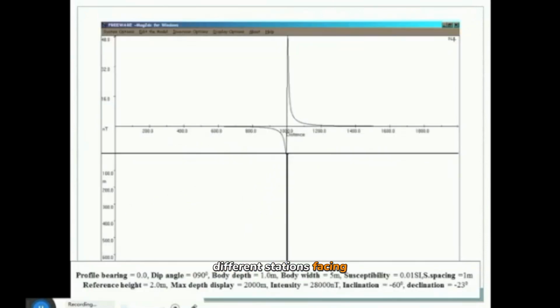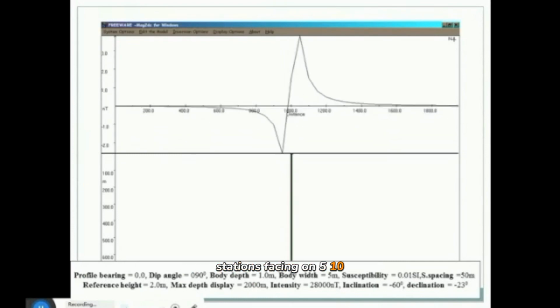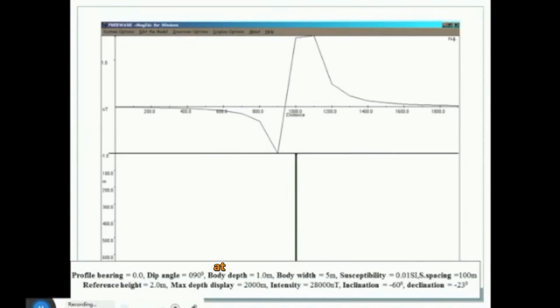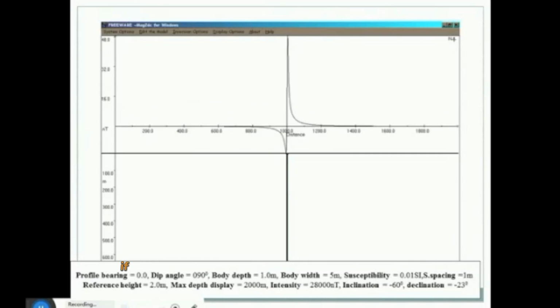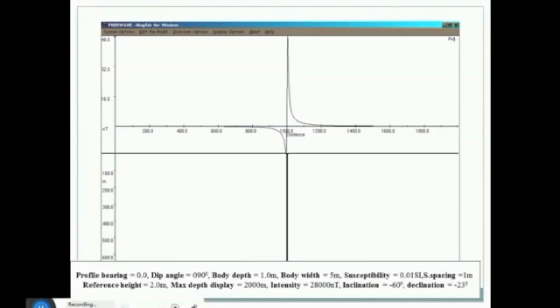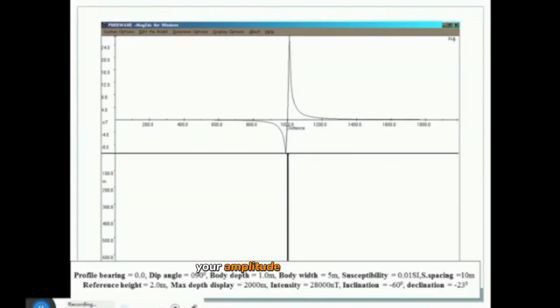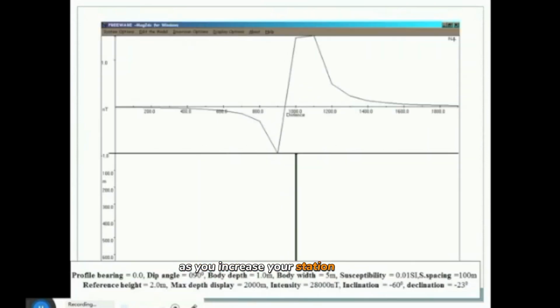Different station spacing. On the top right hand corner, station spacing of 1. So we're making a measurement very often. Station spacing of 5, 10. We can see our anomaly at 100 meters. So here we're taking a measurement every 100 meters. Now why does it look like that? If we go back to our station spacing of 1, if you're taking a measurement every 100 meters here, that's what you're measuring if you're taking a station spacing of 100. We kind of lost this peak completely. Because you've lost this peak, your amplitude should change as you increase your station spacing. Again, an example of aliasing.